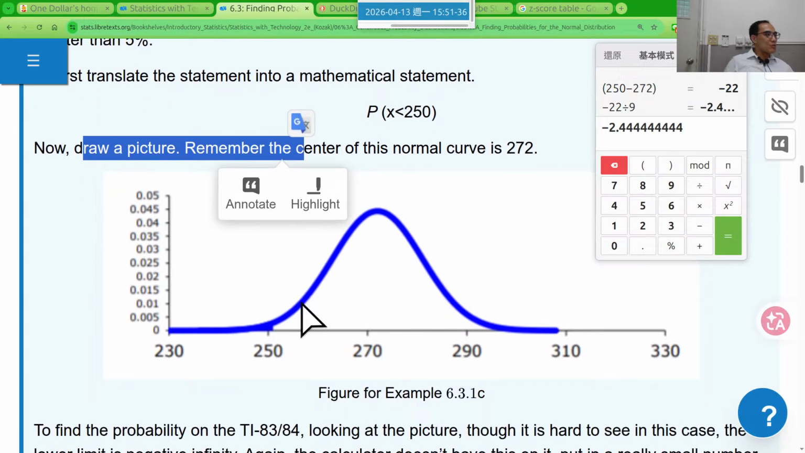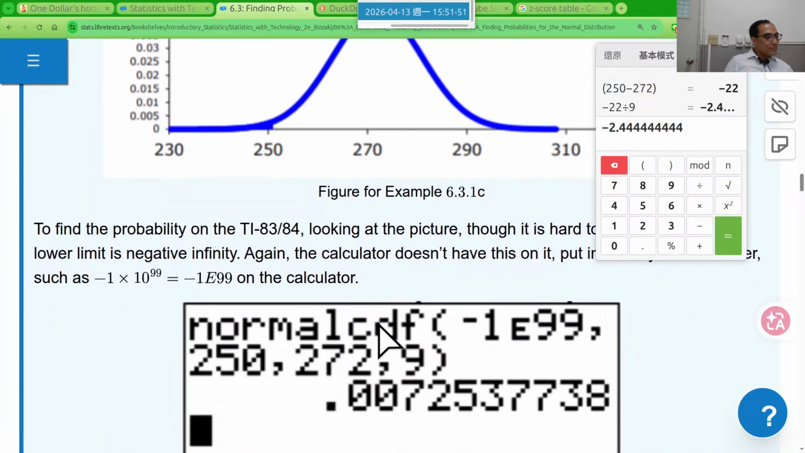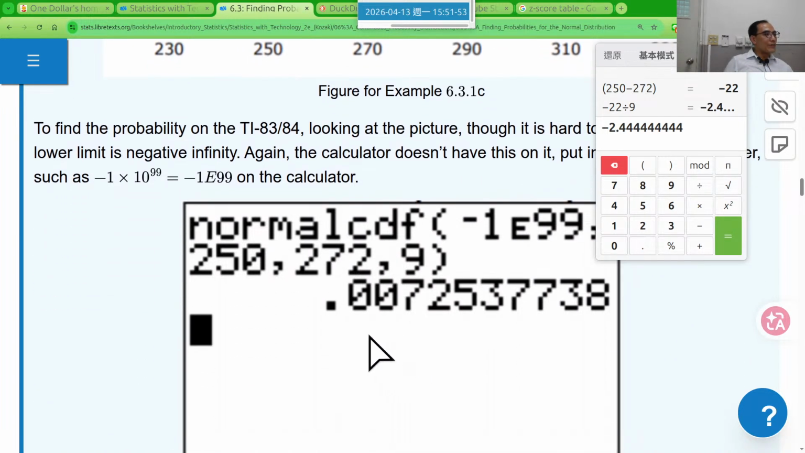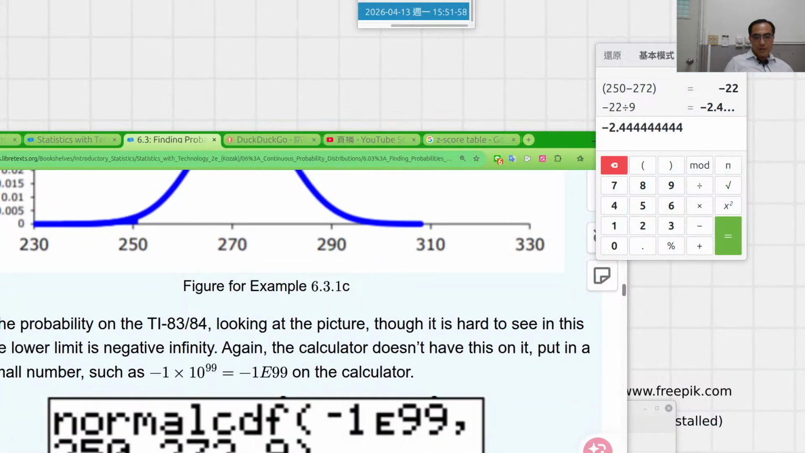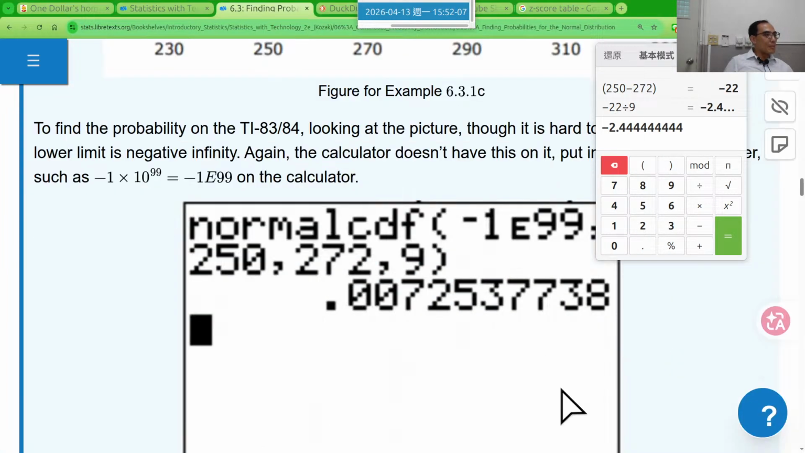Drawing a picture like this one, the mean is 272 and the value is about 2.44 standard deviations away from the center, and we got the value 0.0725. The same as we checked the results here. Very similar. Okay, then how about a probability like this one?